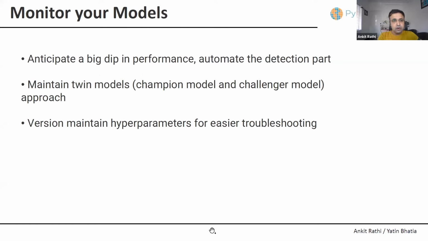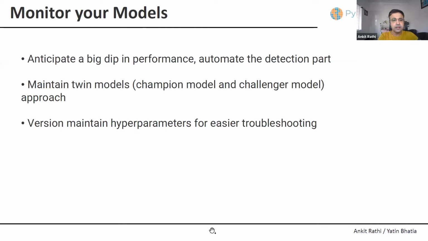So, monitoring your models. When you deploy the model in production, it's not always that the performance will keep up to the mark, or maybe it will go up or down. So we need to anticipate that there may be a big dip in the performance, and if we can automate that part, it makes the job a lot easier.